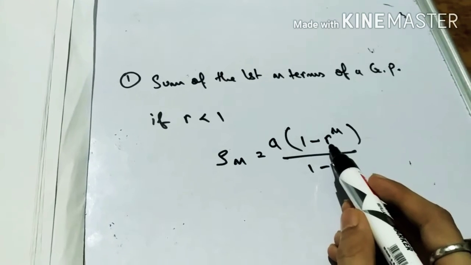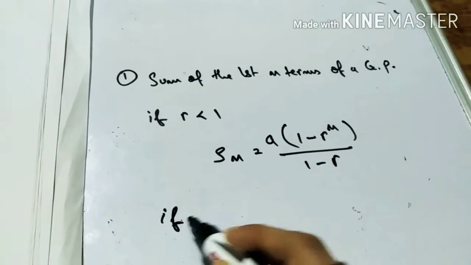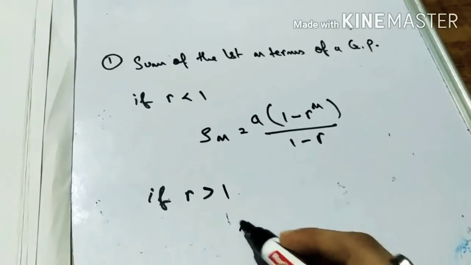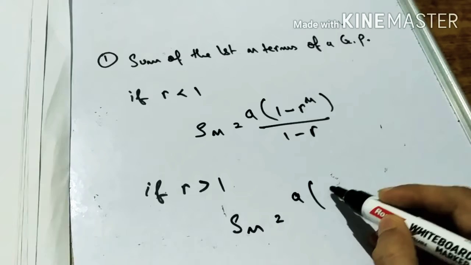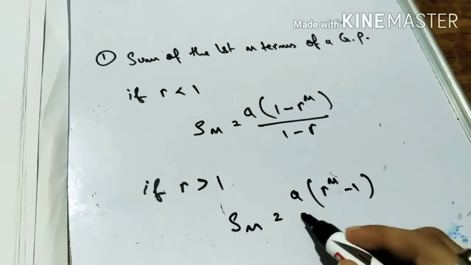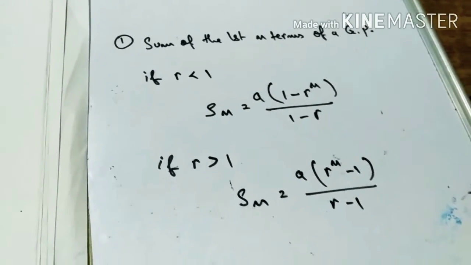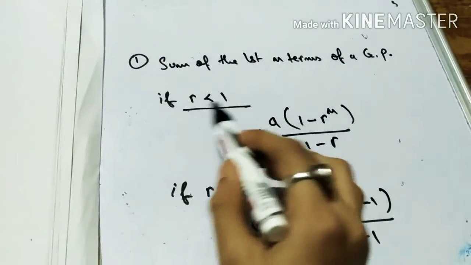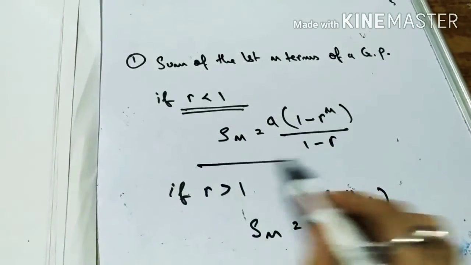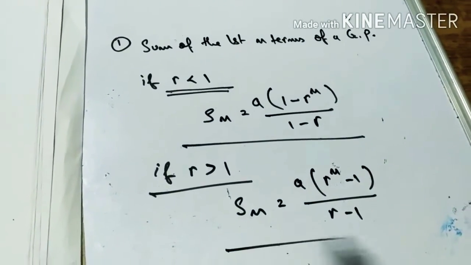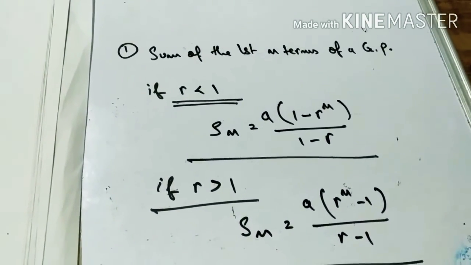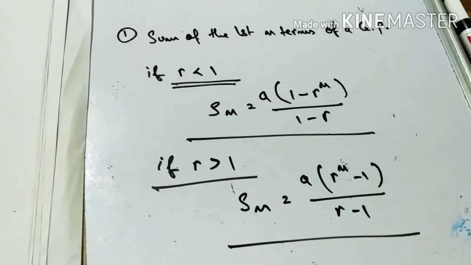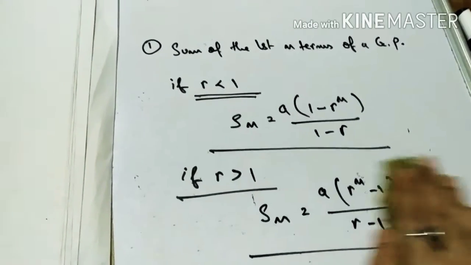A is the first term, r is the common ratio, and if r is greater than 1, then our formula is Sn equals A into r^n minus 1, by r minus 1. These two formulas you will have to remember. If the common ratio is less than 1, use this formula, and if the common ratio is greater than 1, use the other formula. Understand?